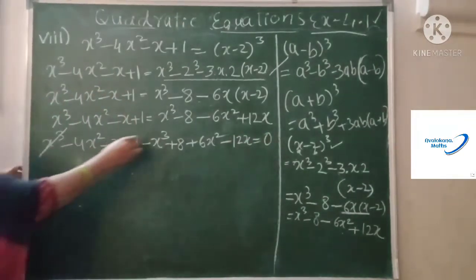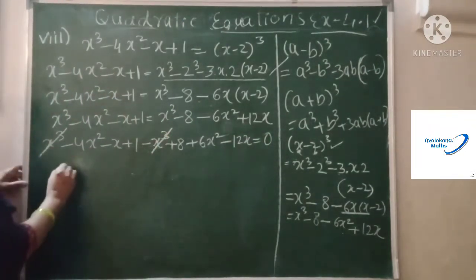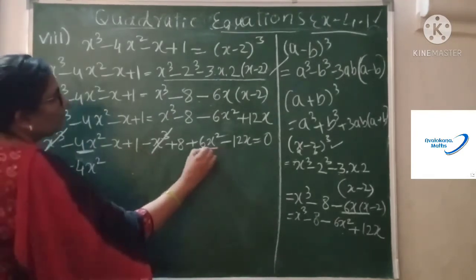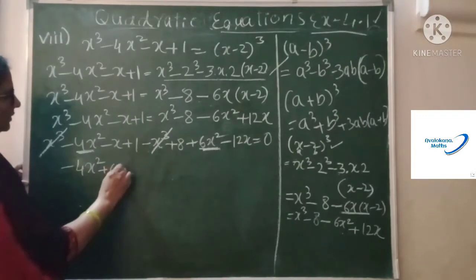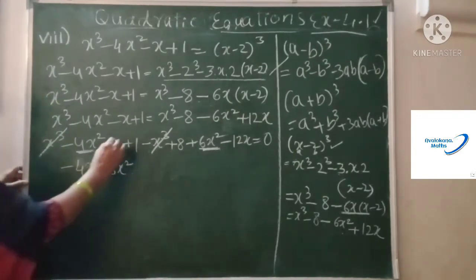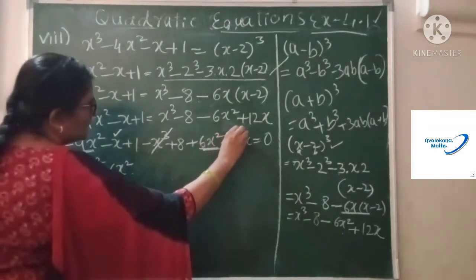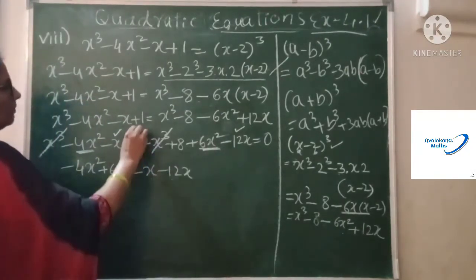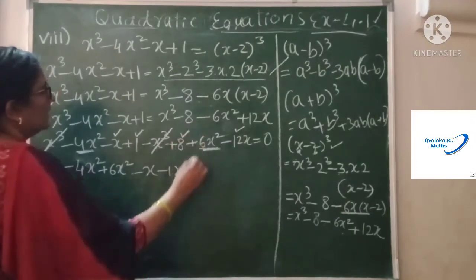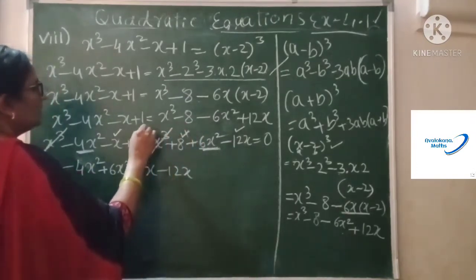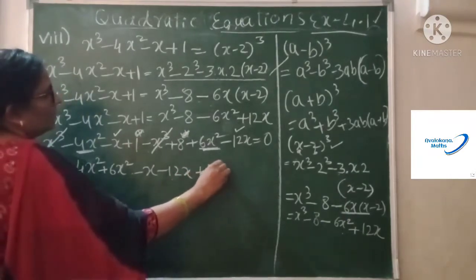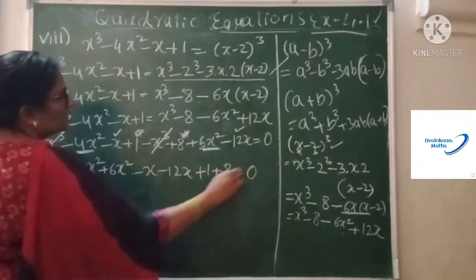This plus x cube, minus x cube get cancelled. You remain with minus 4x square, this one, and plus 6x square. Write them together without changing the sign now. This is minus x and this is minus 12x, minus x, minus 12x, plus 1 and plus 8. You can say here plus 1. So just for our understanding, this one: plus 1 and plus 8 equals 0.